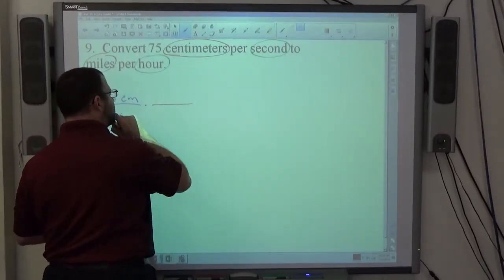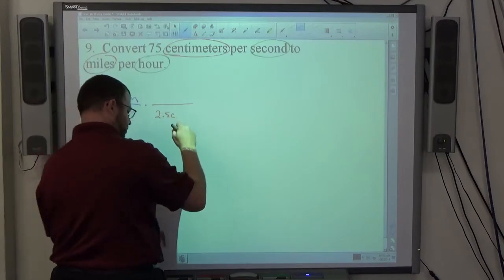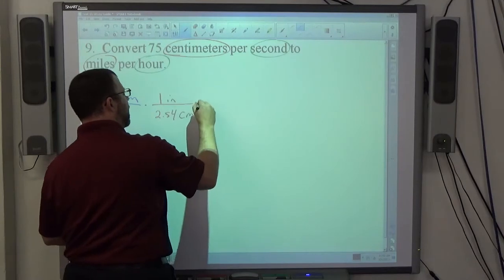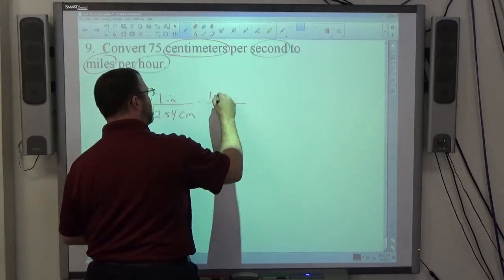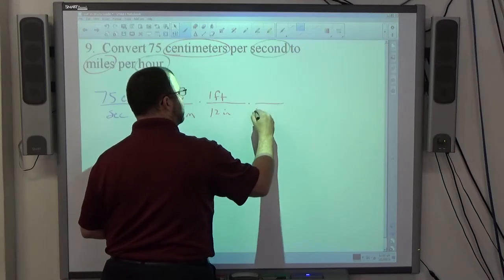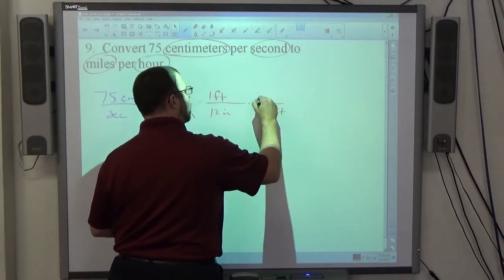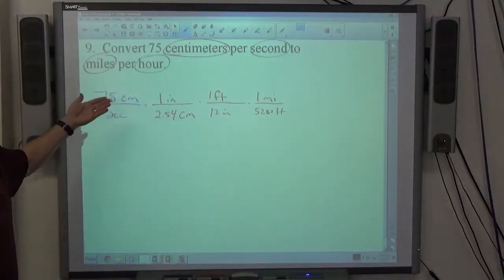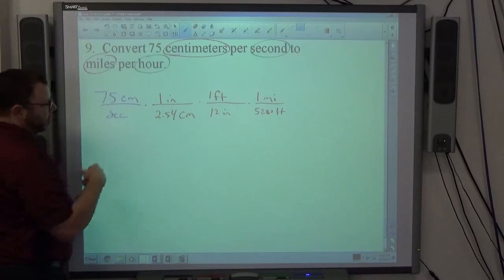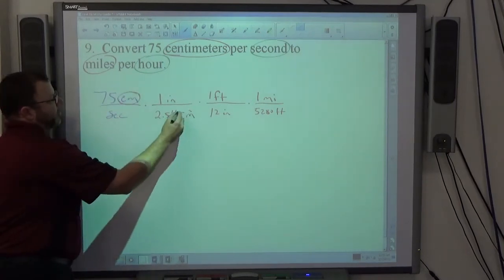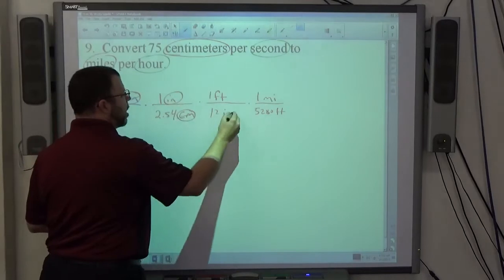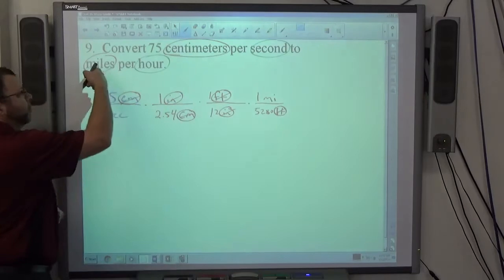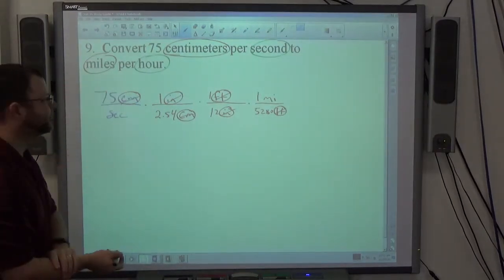I know that 2.54 centimeters is equal to 1 inch. I know that 12 inches is equal to 1 foot. And I know that 5,280 feet equals 1 mile. I can go that route. I could have gone from centimeters to meters to kilometers to miles also. There's a way to go that route. But this route works. Centimeter on top, centimeter on bottom, cancel. Inch on top, inch on bottom, cancel. Foot on top, foot on bottom, cancel. Miles left on top, which is what we want on top. Miles on top per hour.